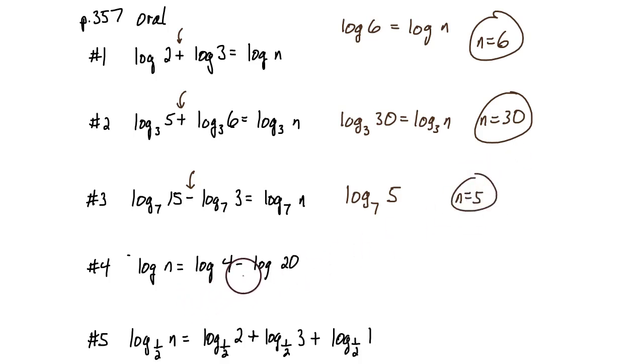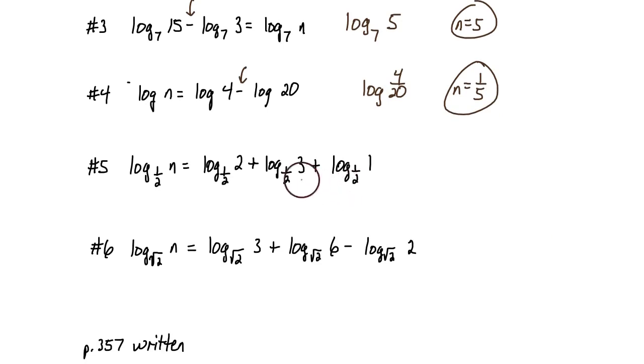Number 4, on the right side of the equation, there's subtraction. So we can condense that to the log of 4 divided by 20. And then we can see that n equals 4 over 20. But that does reduce to 1/5. Number 5, on the right side of the equation, we have adding and then adding again. So the right side of the equation condenses to log base 1/2 of 2 times 3 times 1, which is a 6. And then we can see that n equals 6.